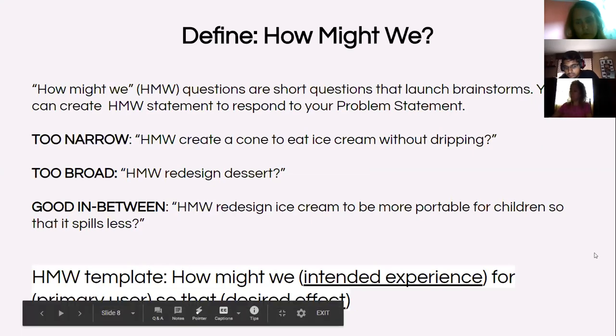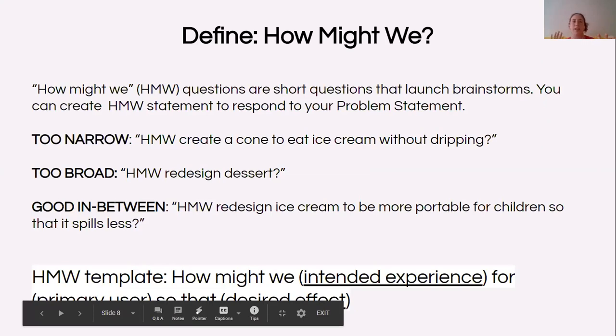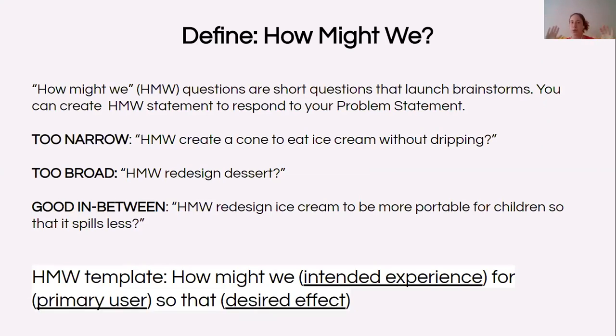So here are some examples of what the scope, the range of a question, should be. Here it says, what's too narrow? How might we create a cone to eat ice cream without dripping? That is way too specific of a design. If the problem is that the ice cream drips or isn't very portable in a cone, you shouldn't be asking questions that would only think about a cone.